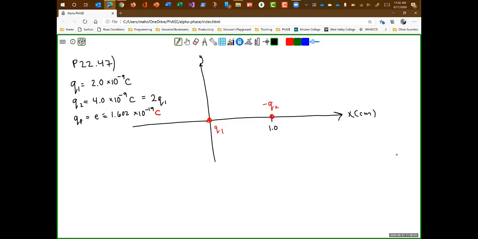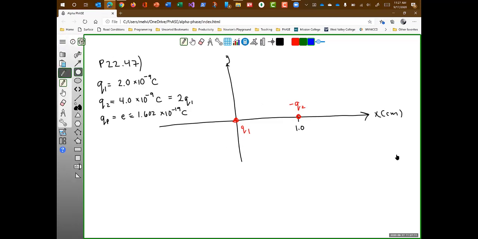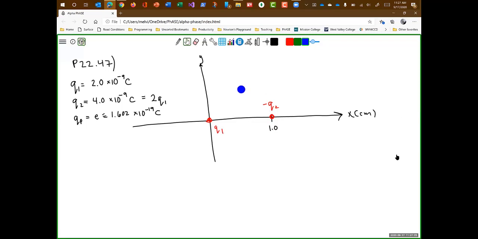Okay, so let's look at what we're trying to find. We have a proton. For now, I'll just draw the proton, and let me just use a circle. I'm going to draw the proton right here for now. There is our proton. The question is, where do we need to position that proton for there to be zero net force on it?